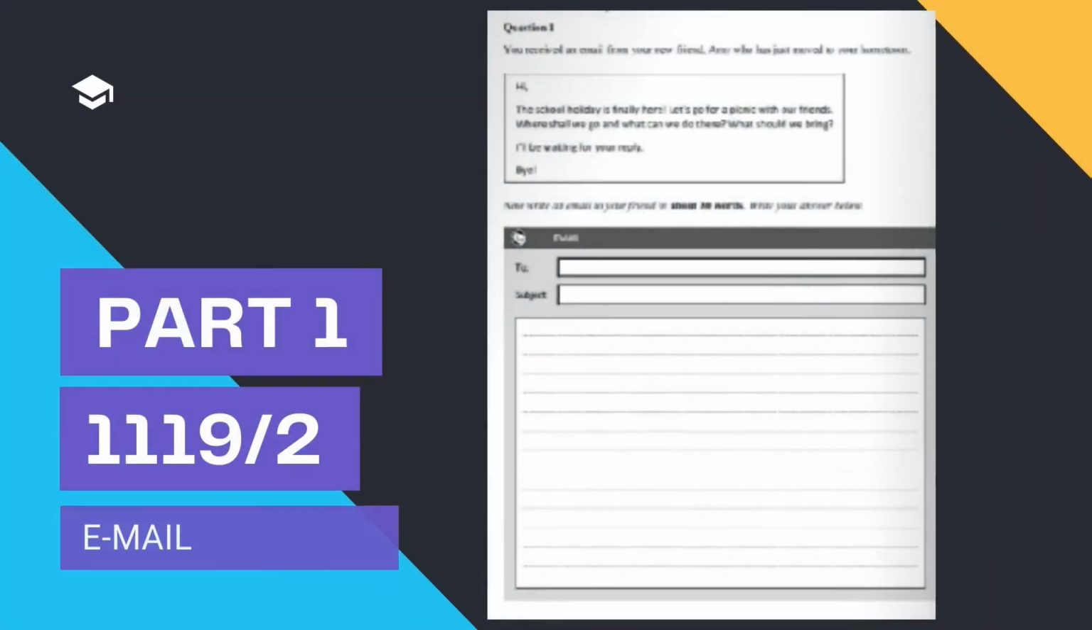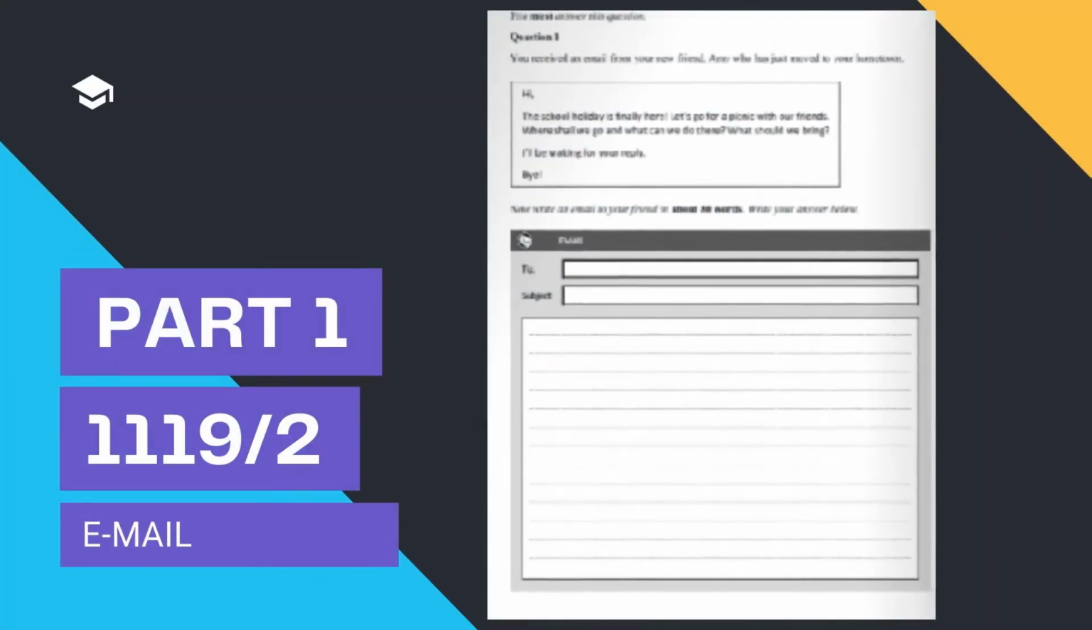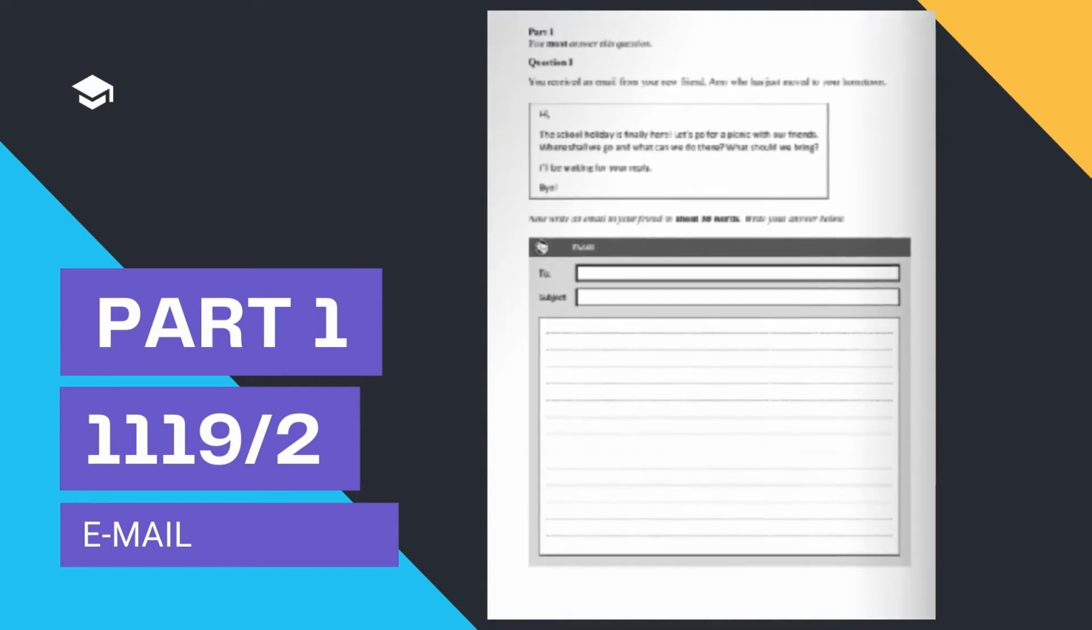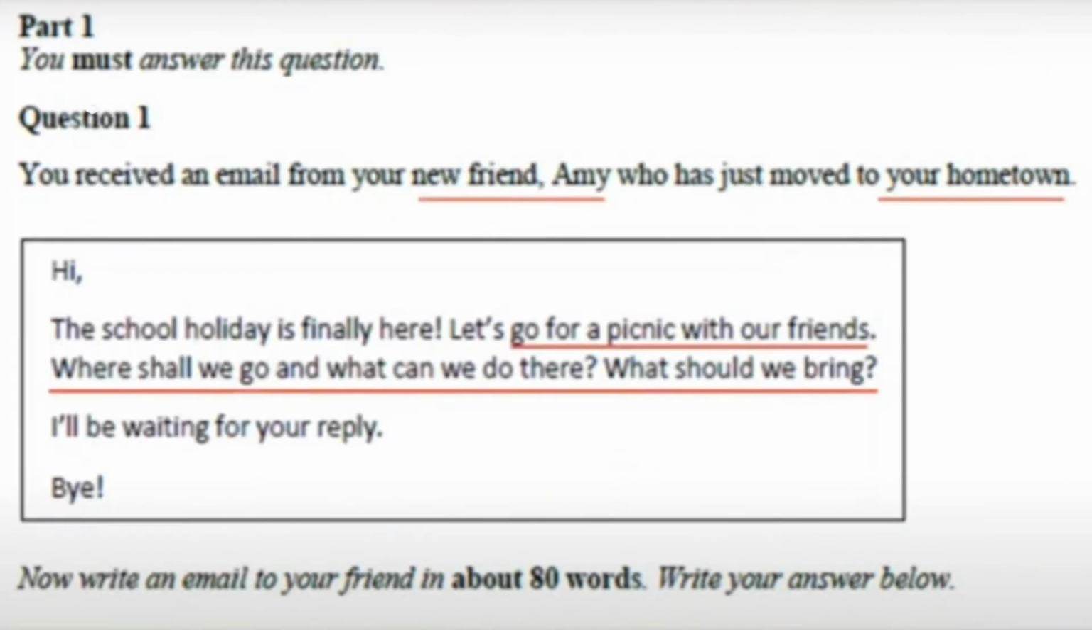This is how the question looks like. In part 1, paper 1119/2, which is email writing. Now let's take a look at part 1 in your email writing. You must answer this question.